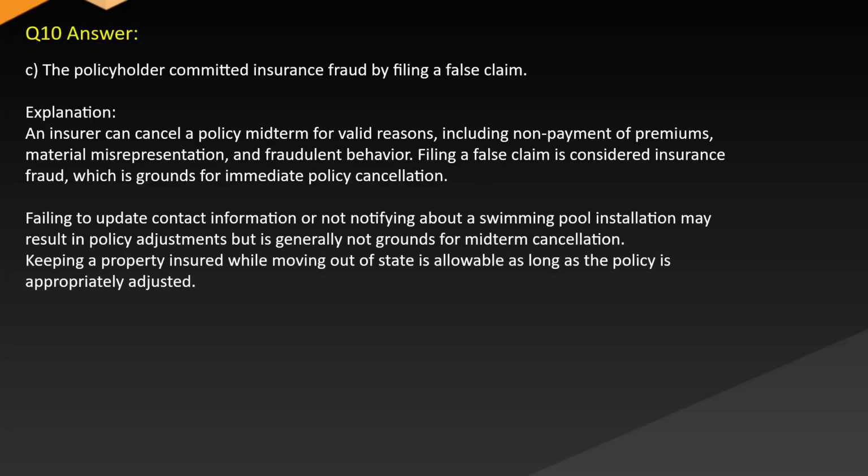Answer. C. The policyholder committed insurance fraud by filing a false claim. Explanation. An insurer can cancel a policy midterm for valid reasons including non-payment of premiums, material misrepresentation, and fraudulent behavior. Filing a false claim is considered insurance fraud, which is grounds for immediate policy cancellation. Failing to update contact information or not notifying about a swimming pool installation may result in policy adjustments but is generally not grounds for midterm cancellation. Keeping a property insured while moving out of state is allowable as long as the policy is appropriately adjusted.